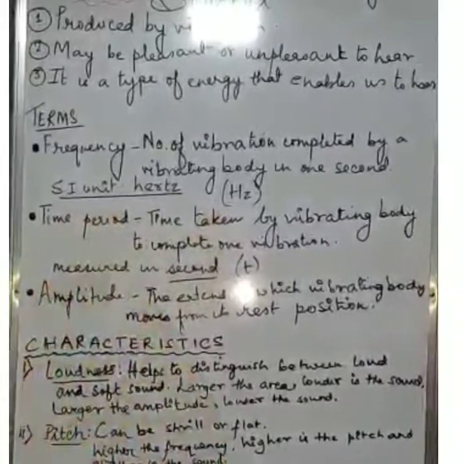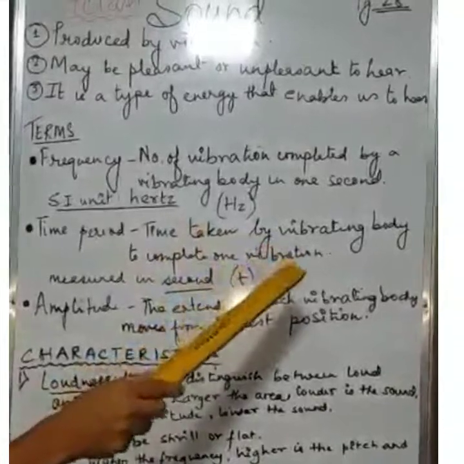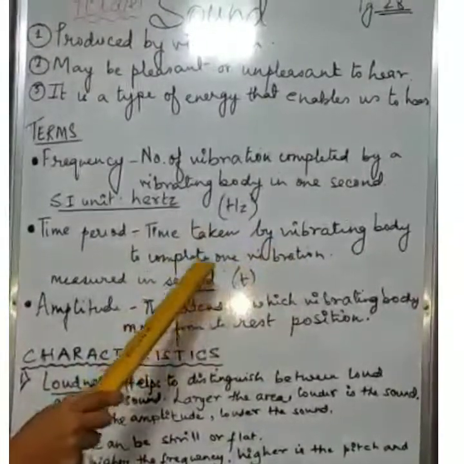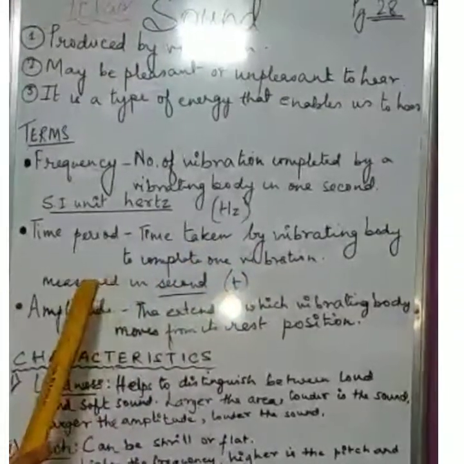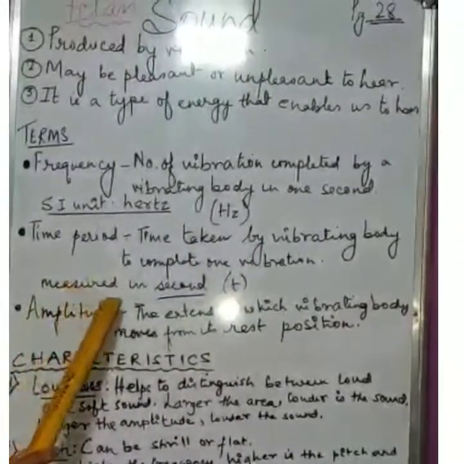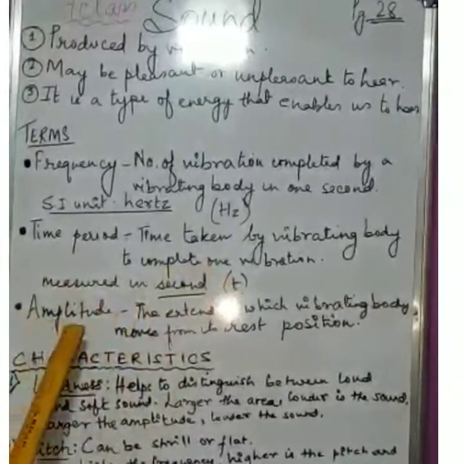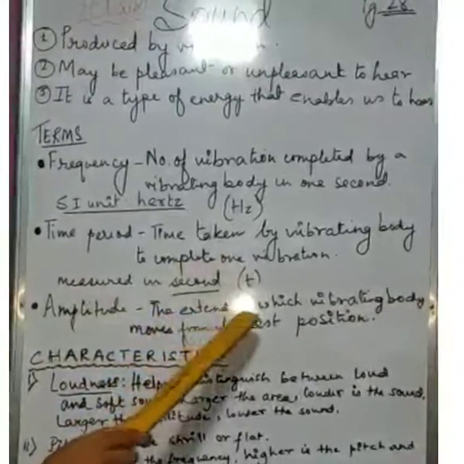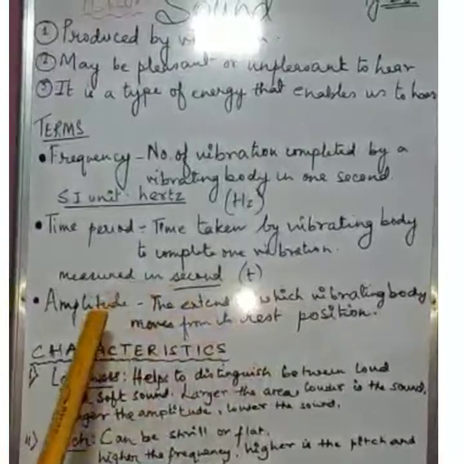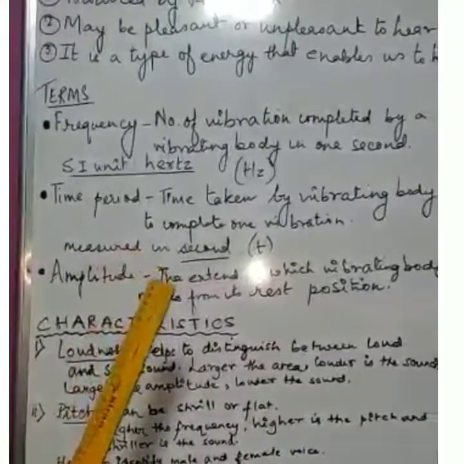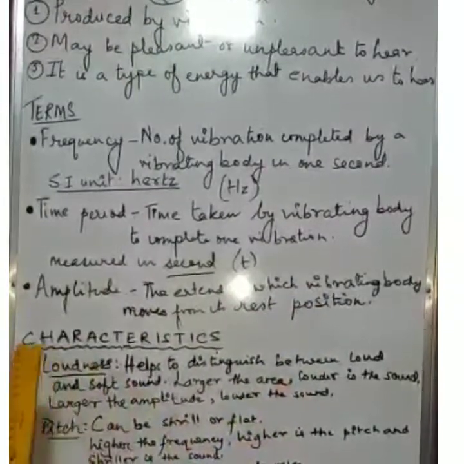Next we go on to time period. What is time period? The time taken by a vibrating body to complete just one vibration is called the time period. It is measured in seconds, and we write the letter T. Amplitude: the extent to which a vibrating body moves from its rest position. From the rest position, the extreme position it can move to is called the amplitude.